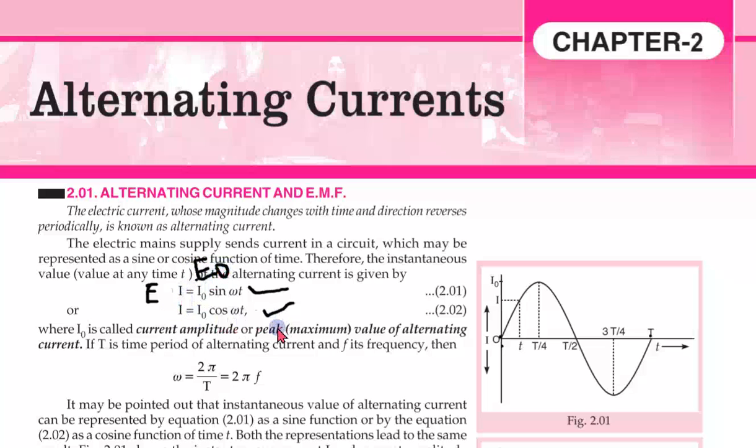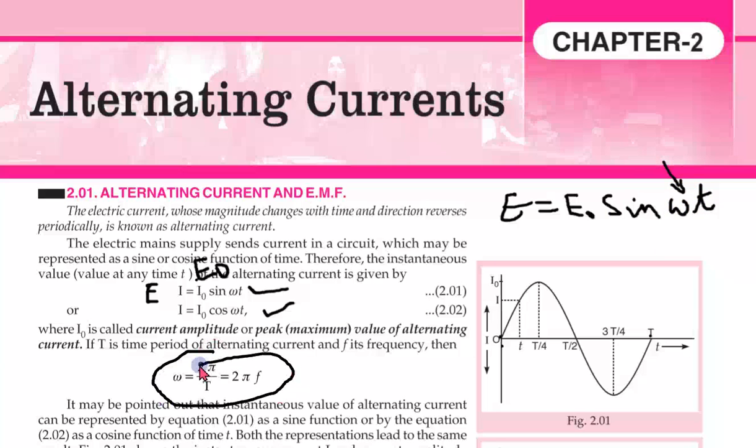The equation for EMF is like this: E equals E naught sine or cos omega t. Here omega is angular frequency given by this equation.